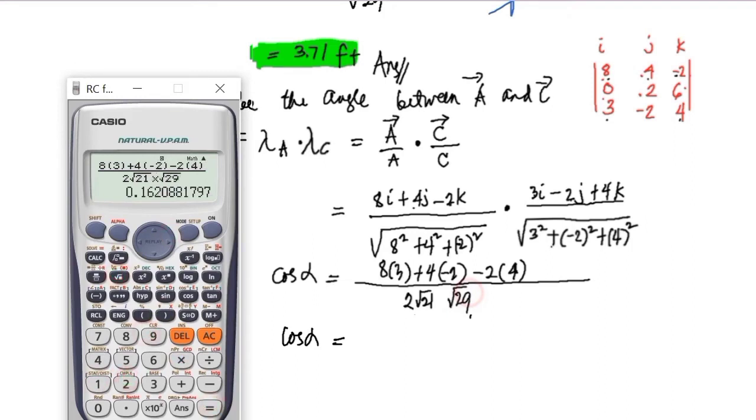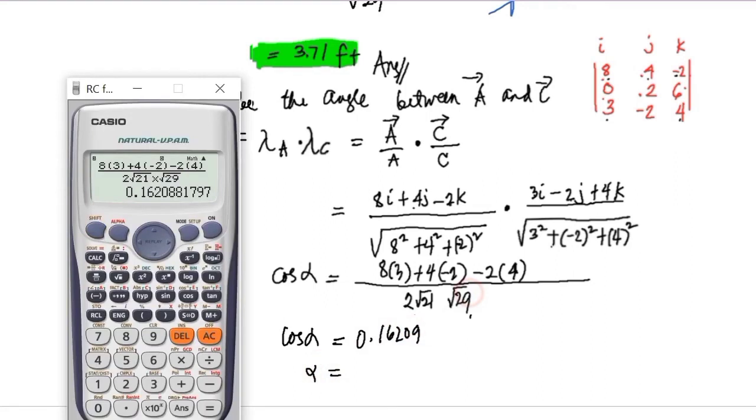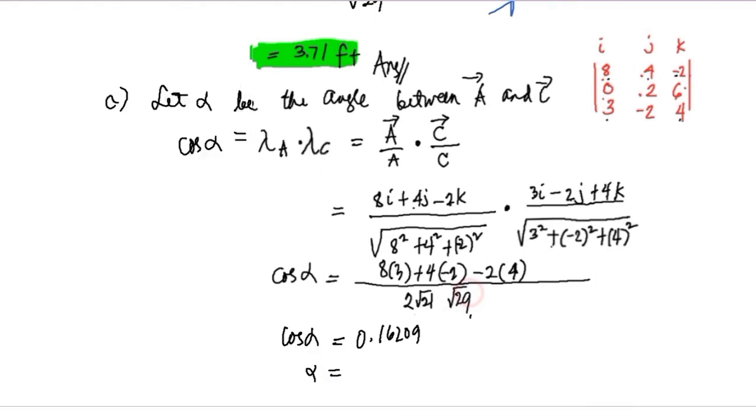And we have here 0.16209. And solving for the value of the angle alpha, we just have the arc cosine of our answer. And that is equal to 80.7 degrees. And this 80.7 degrees here is the angle between the vector A and C. And this is our answer for item C.